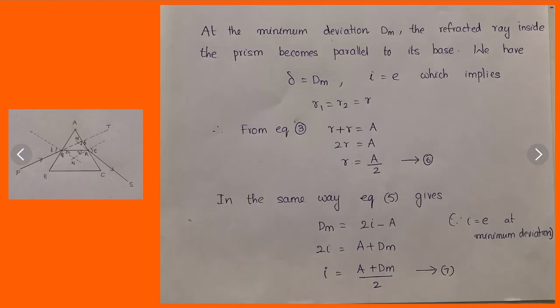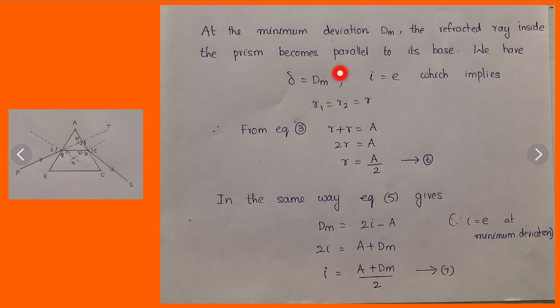So let's proceed further. Now if you see, at the minimum deviation dm, the refracted ray inside the prism becomes parallel to its base. This is one of the important points to be noted. It is often asked for 1 mark questions also. So at minimum deviation, you can clearly see this ray QR inside the prism is parallel to the base of the prism BC. QR and BC are parallel to each other only at minimum deviation.